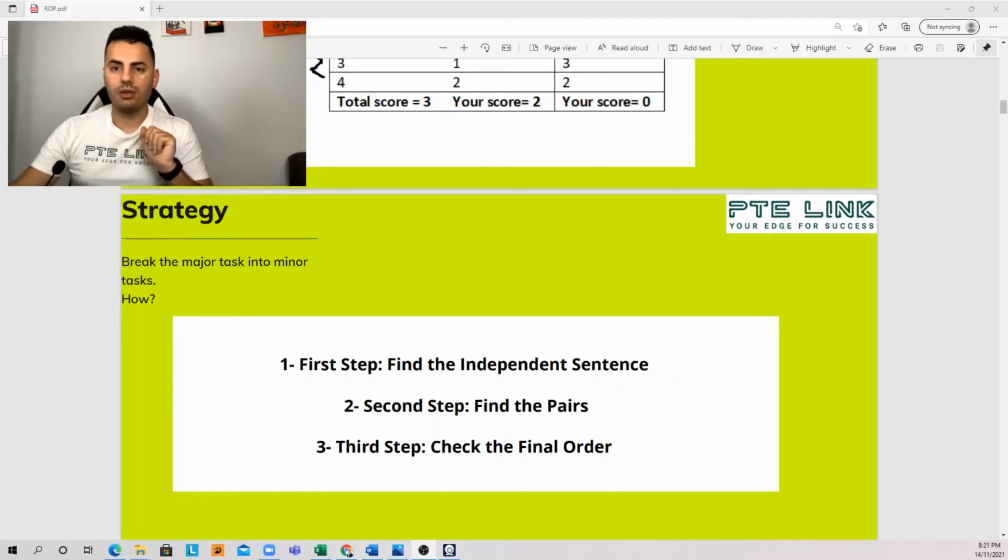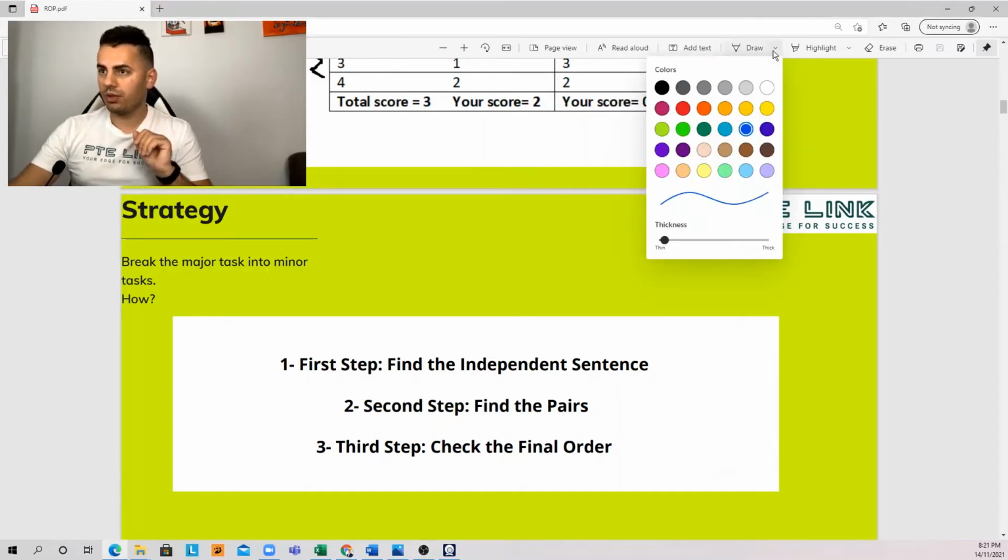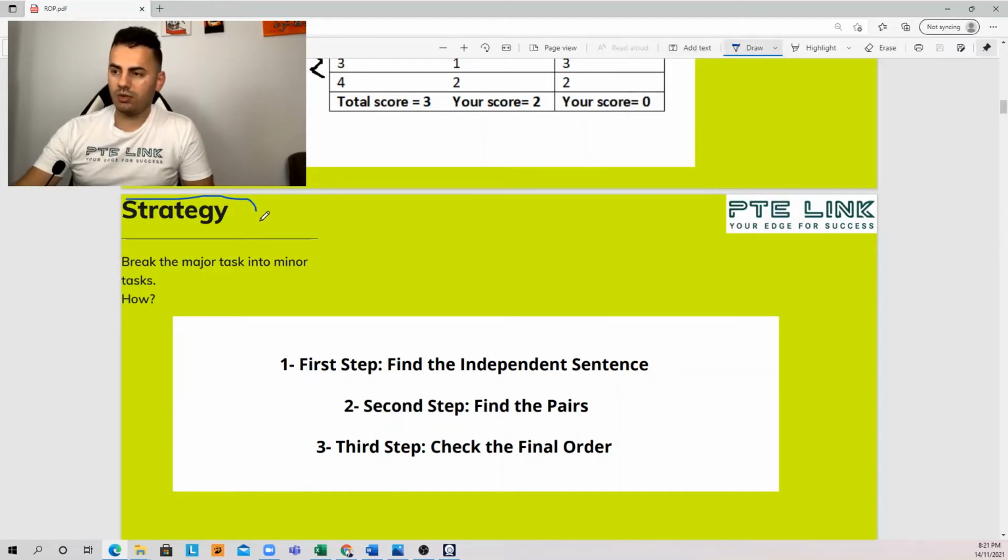Today I'm here with you in a very important session and class. It's actually about reordered paragraph. What I will be doing is discussing a very important aspect of reordered paragraph. Straight to the point, my strategy in reordered paragraph is as the following.